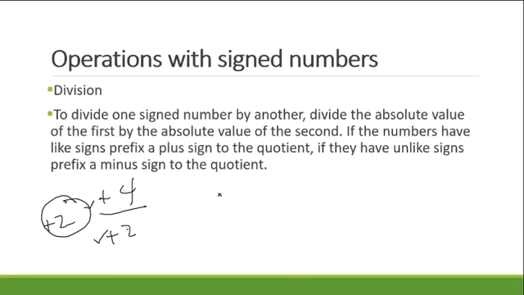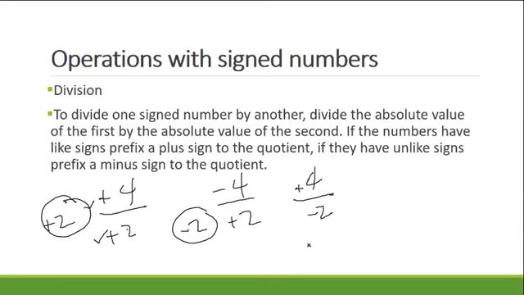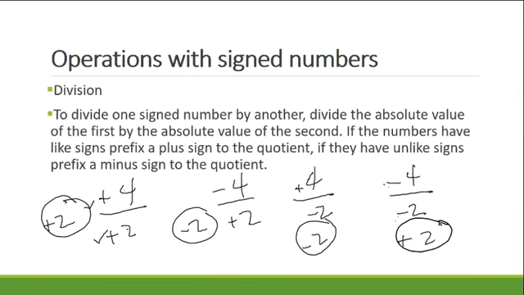Unlike signs, let's say negative 4 divided by positive 2. Ang sagot mo naman ay negative 2. Kapag negative yung denominator mo o yung divisor mo, same lang ulit. They're opposite in sign. We will have an answer of negative 2. Both negative, they are like signs. Therefore, the answer is positive. That's it.